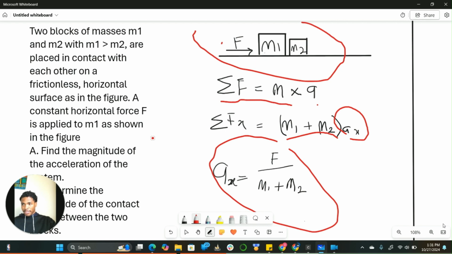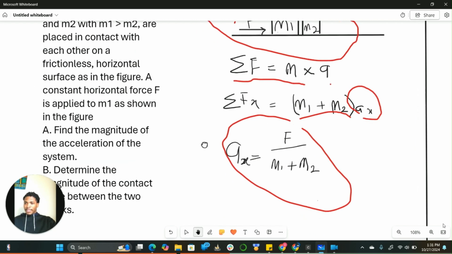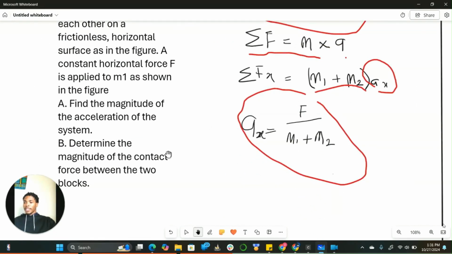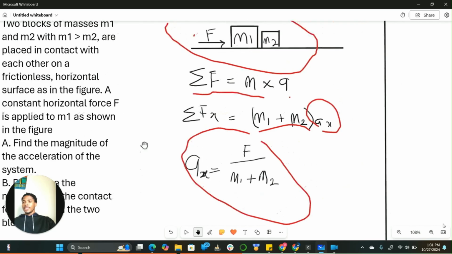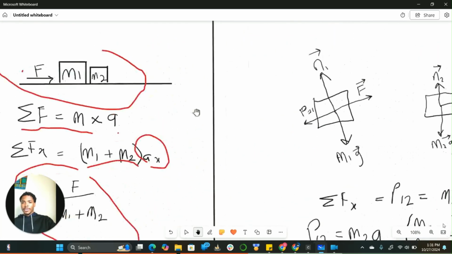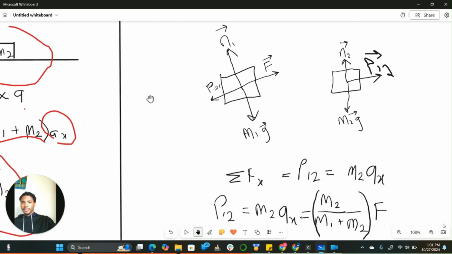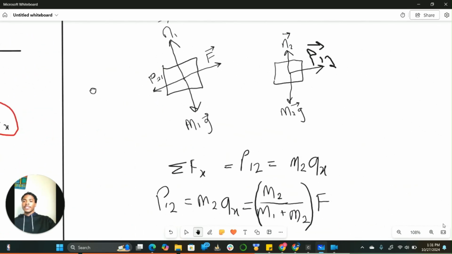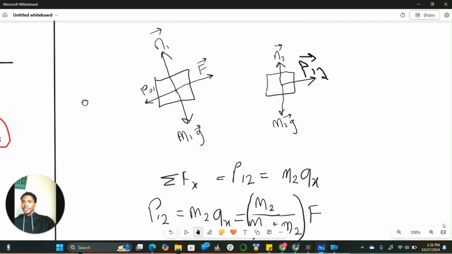The second question says, determine the magnitude of the contact force between the two blocks. So let's draw a diagrammatic representation of the forces that are acting on each block first, so that we can understand what the question is asking. So this is each block, and here we can see block 1. It's not horizontal, forget my diagram.